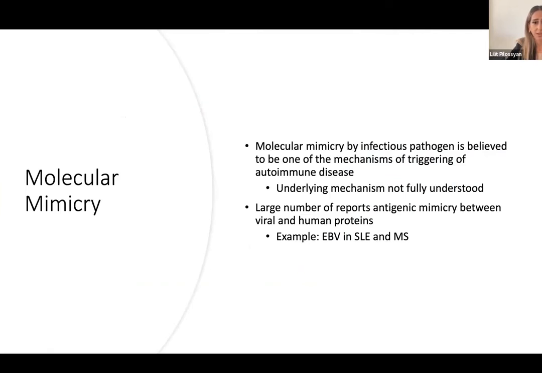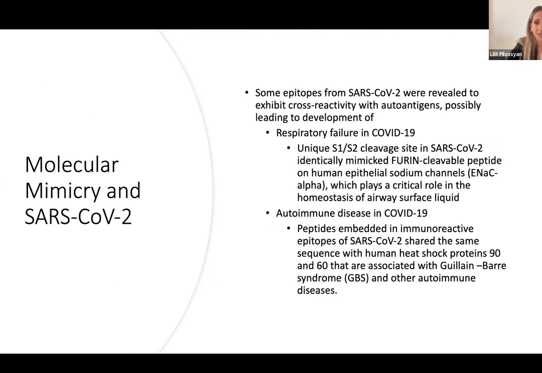Yeah, we talked about this already. There's a large number of reports of antigenic mimicry between viral and human proteins, such as EBV in lupus and MS. And just a few examples of how the epitopes, which are the parts of the antigen that bind antibody. So some of the epitopes of COVID are shown to have cross-reactivity with autoantigens.